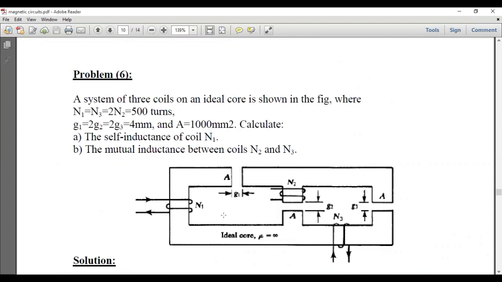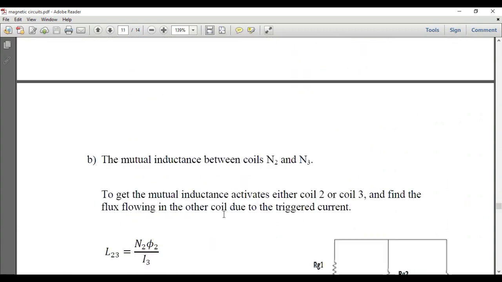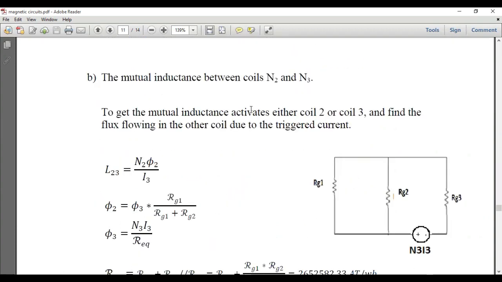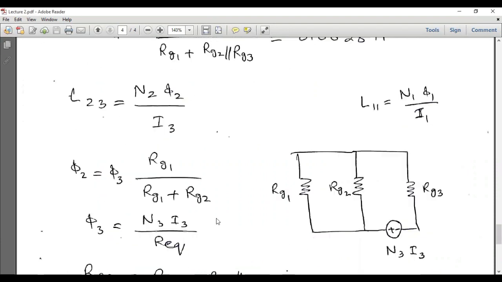Now in part B of this problem, we have to calculate the mutual inductance between coils N2 and N3. The mutual inductance can be calculated by activating either coil 2 or coil 3 and finding the flux flowing in the other coil due to the triggered current. So in this case, we will assume that the N3 coil is excited and its effect on the flux through the coil N2 will be calculated. So L23 I3 is equal to N2 phi 2. So current will be considered for this coil and the flux will be considered for this winding, phi 2.